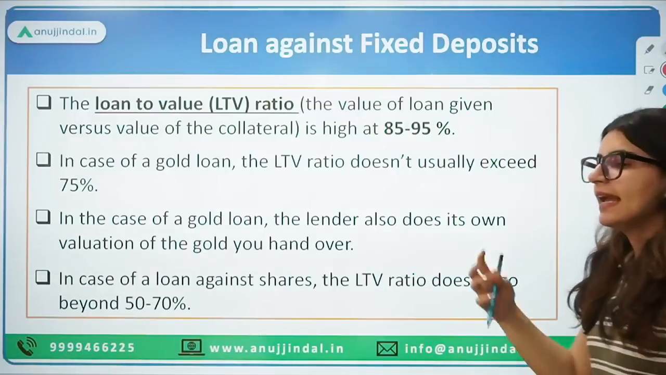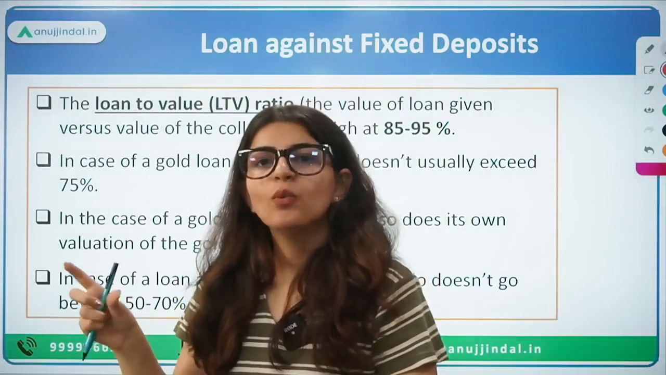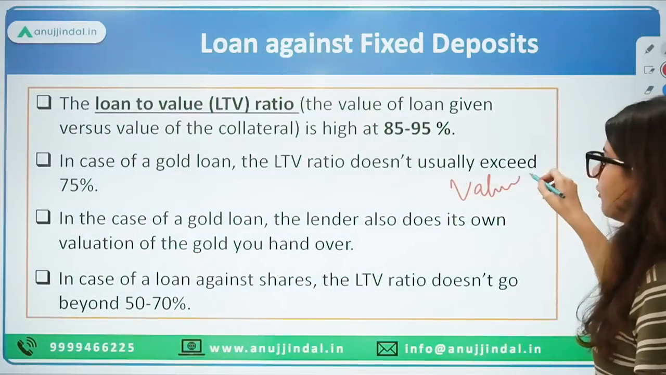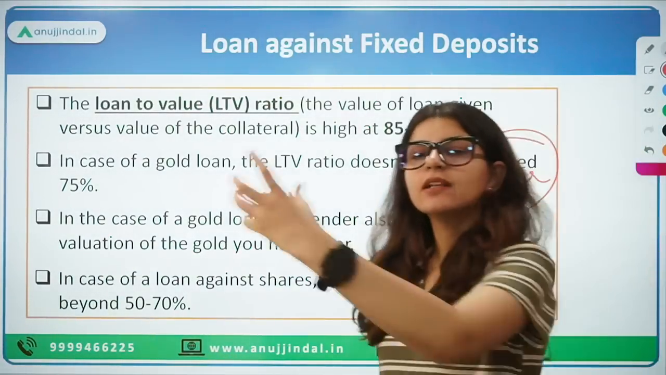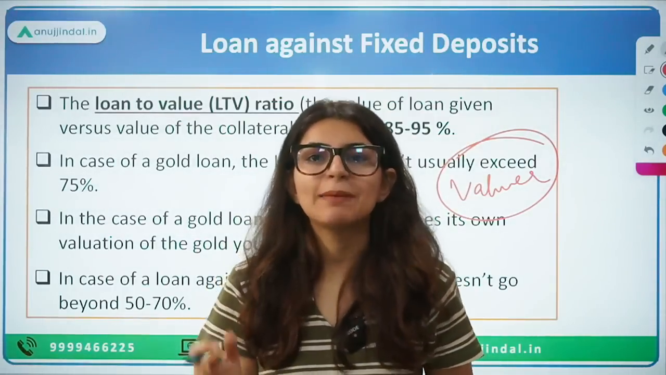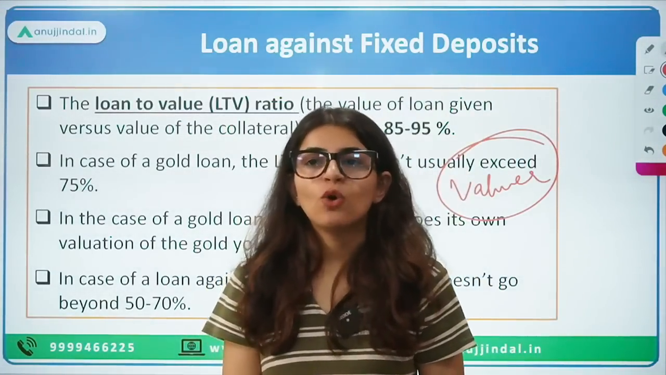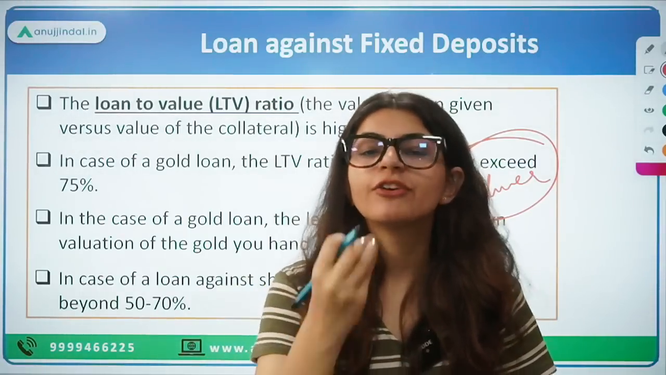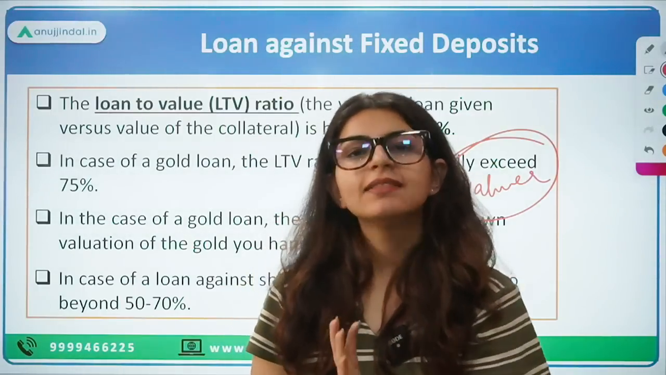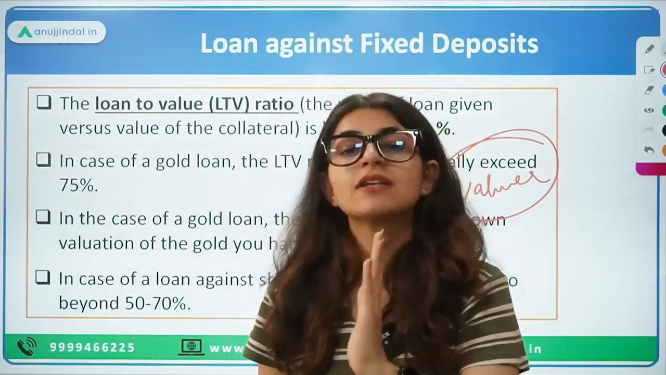Ab, kya hota hai? In case you are giving gold or any collateral, the bank will use their independent valuer for valuing the collateral. Agar ek collateral aap de rahe hain, us collateral ko value karne ke liye bank will have their own valuer, right? So, even if you've given a mortgage, a house property ka paper, banks use a valuer. Aur agar gold bhi diya hai, in that case, banks use a valuer.